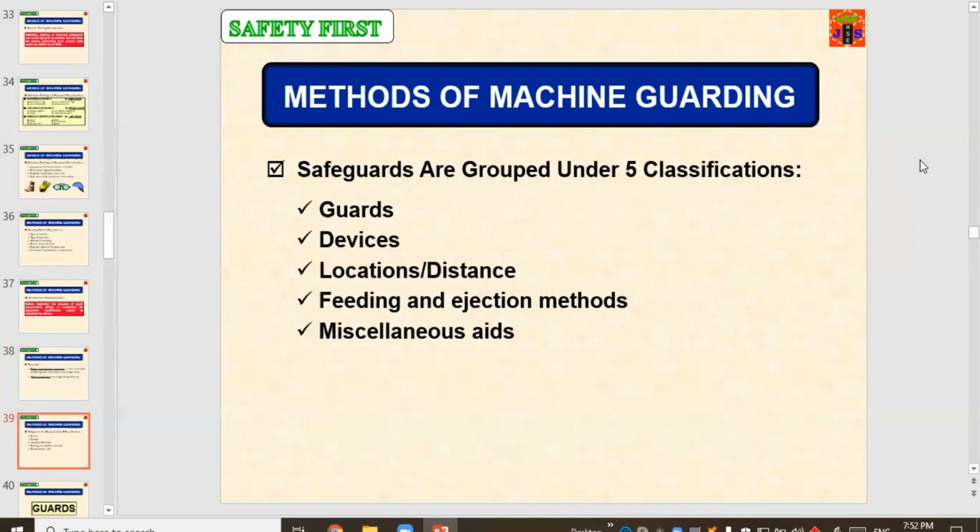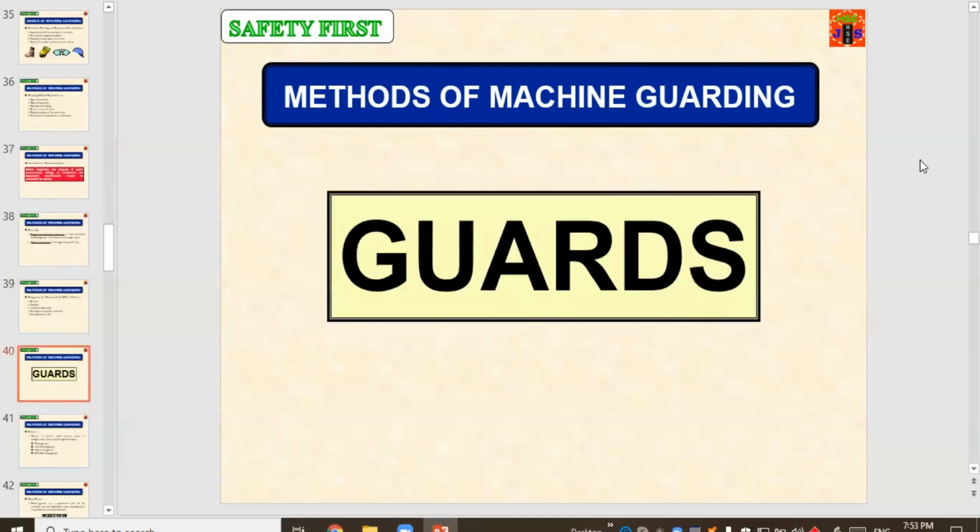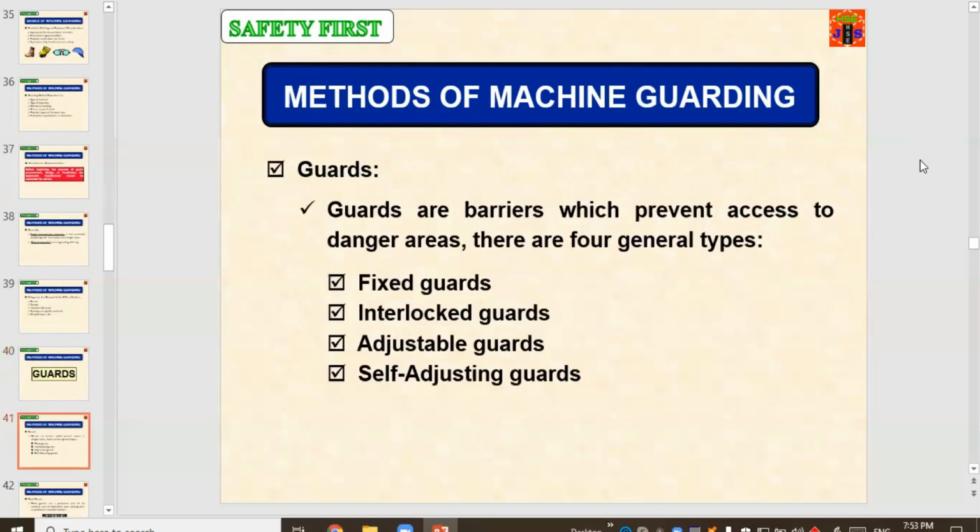Safeguards are grouped under five classifications: guards, devices, locations and distance, feeding and ejection methods, and lastly, miscellaneous aids. Now, we will discuss in detail about the guards. What is a guard? Guards are barriers which prevent access to danger areas.